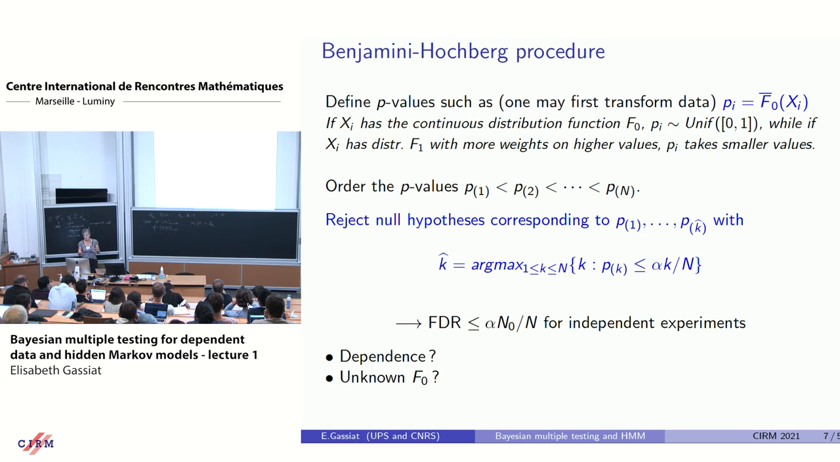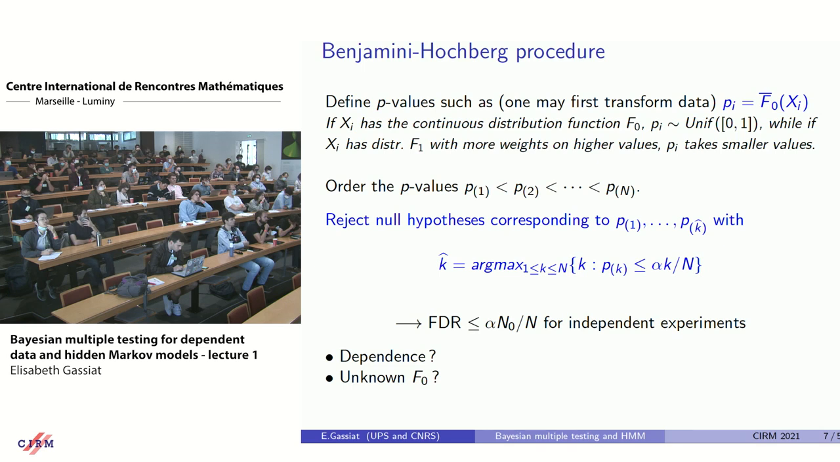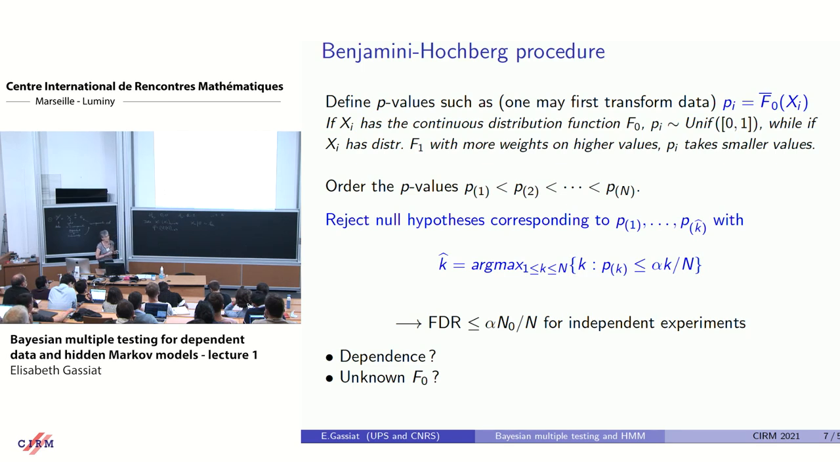Then there were several papers to understand whether it still holds when the experiments are not independent, or how to modify it when they are dependent. But then also, when you use p-values, you come to the fact that to construct the p-value, you need to know the distribution under the null. So there were works on what to do if you do not know the null.